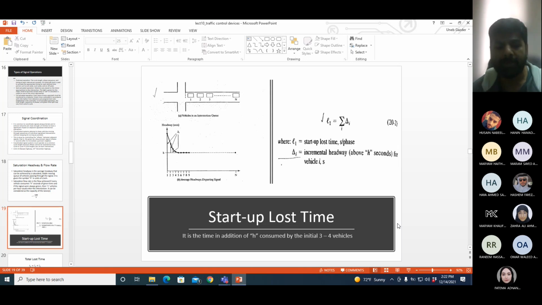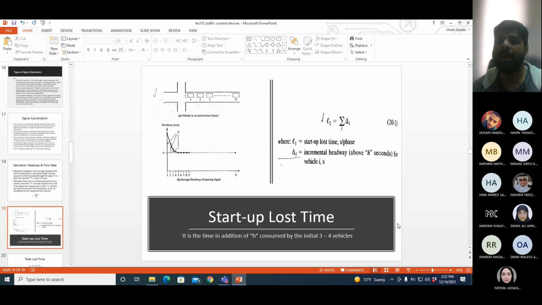The procedure is, when the signal becomes green, you start noting down the headway between the vehicles when they are crossing the stop line. From the first to the second vehicle, how much time was taken? From the second to the third vehicle, how much time was taken? And so on and so forth, to cross the stop line.